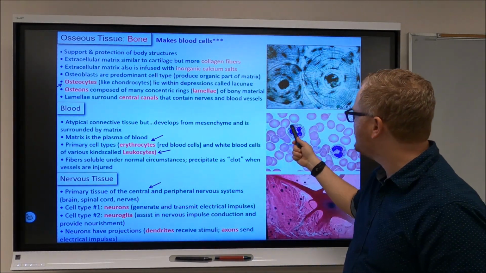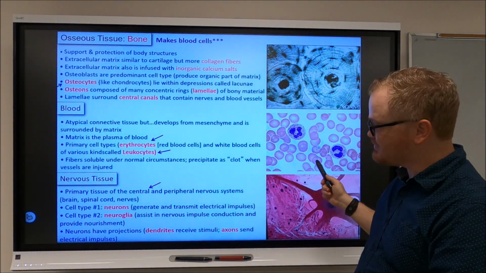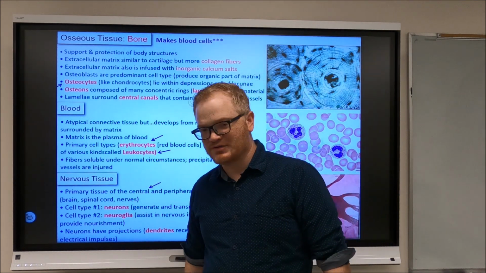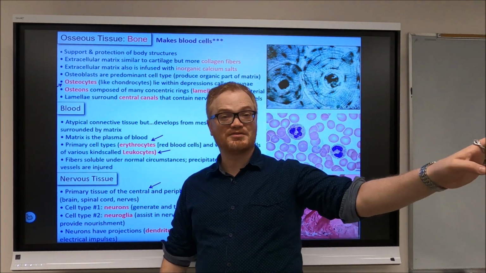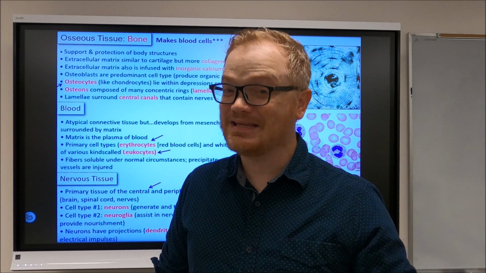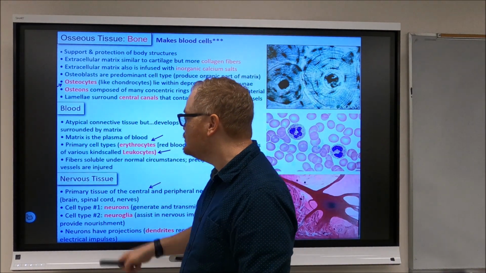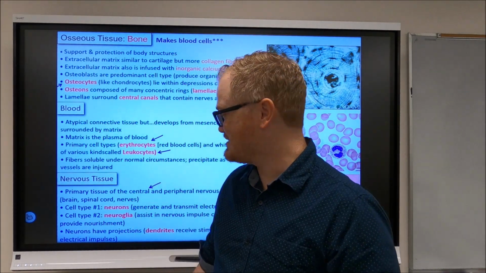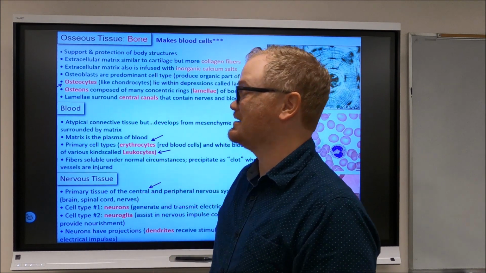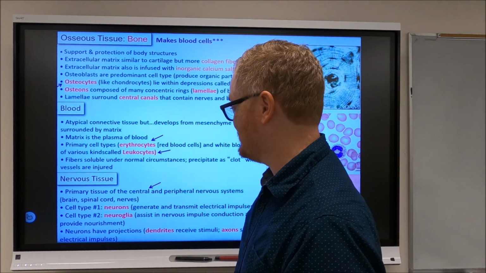There are also these kind of bigger purplish cells. These are leukocytes. Leukocytes are white blood cells, and white blood cells are protective in nature. They are immune cells in the grand scheme of things. And you actually have lots and lots of different types of white blood cells.